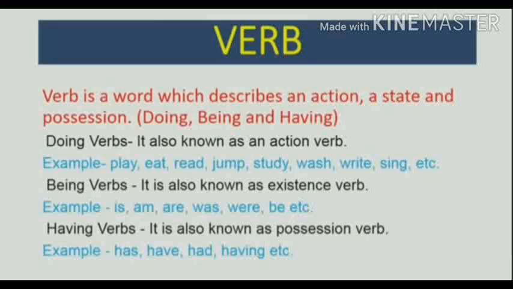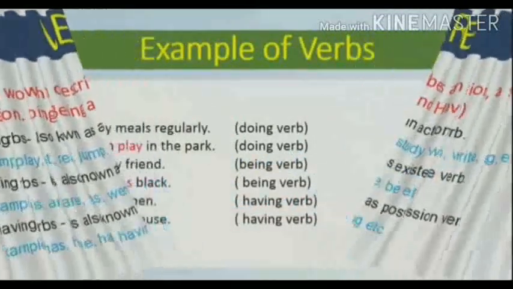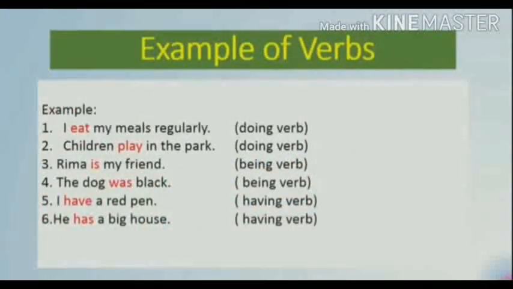Now what are the having verbs? They are also known as possession verbs because they tell about what we have. For example, the verbs that we use for showing possession are has, have, had, having, etc. I have a pen, she has a pen, we had a pen, and we are having a pen. These are the words that we use for showing possession.